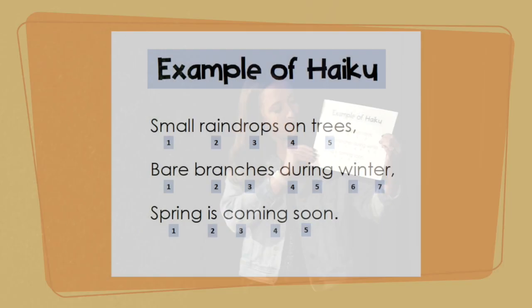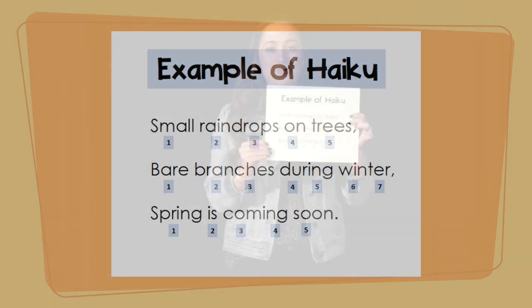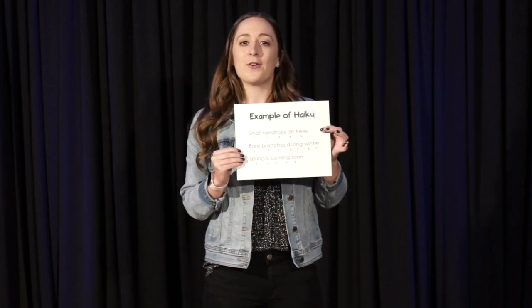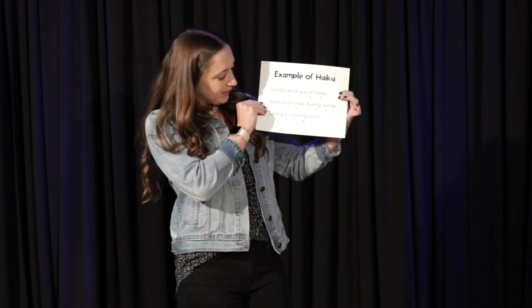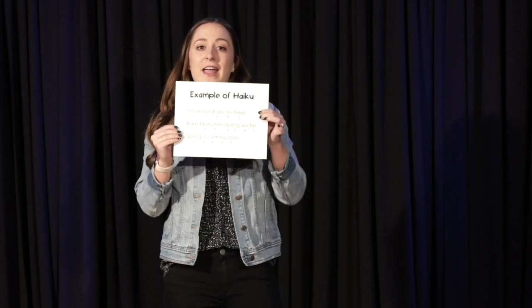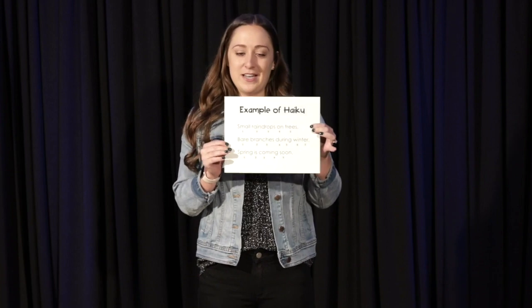Now I'm going to show you an example of a haiku poem. Small raindrops on trees, bare branches during winter, spring is coming soon. So as you can see, my haiku poem is about nature and the seasons. Sometimes it's about one or the other, but this one is about both. So you can see we have trees, raindrops, branches, but also you see winter and spring. So these are important elements of a haiku poem that are included in this one.